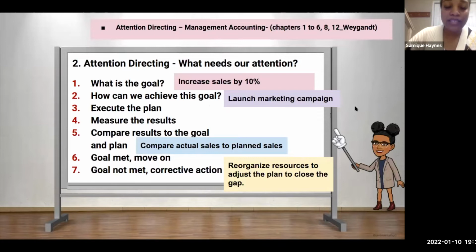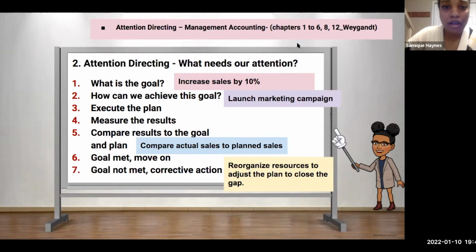And then another role is attention directing. So what needs our attention? That's what this role is all about. And this role has to do with management accounting. This is what you're going to be seeing on your second midterm and your final exam, okay? So let's just assume that we had a goal. Our goal is to increase sales by 10%.